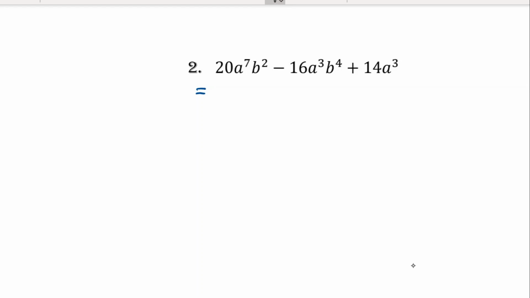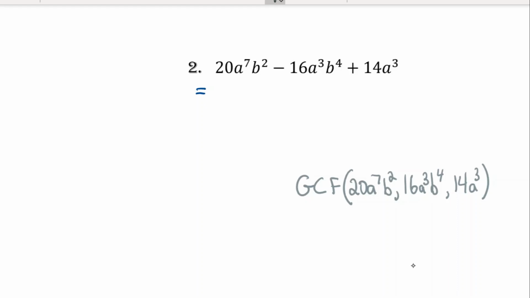Here I need to think about what is the greatest common factor of 20a to the power of 7 b squared, 16a cubed times b to the power of 4, and the 14a cubed. So first focus on the numbers: the 20, the 16, and the 14. The greatest number that I can divide each of these by is a 2. And when it comes to the a, the biggest a that's possible in all of them is a cubed.